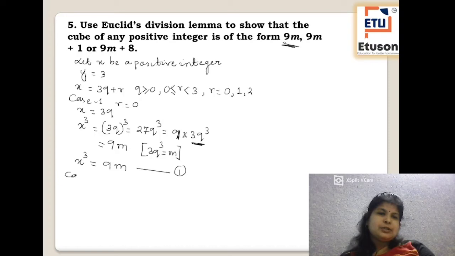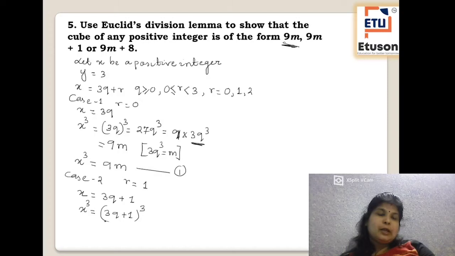So in case 2, what are you going to take? You are taking r is equal to 1. If you take r is equal to 1, what is the value of x then? x is equal to 3q plus 1. So finding out the cube of both sides, you will get x cube is equal to 3q plus 1 whole cube.